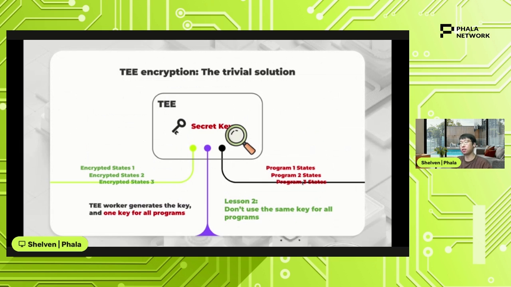So this is the second lesson we can learn here: do not use the same key for all the programs, because like in the previous sgx.fail website, where Andrew's team did the work, if they compromise one key from one node, then all the secrets are leaked in this case.